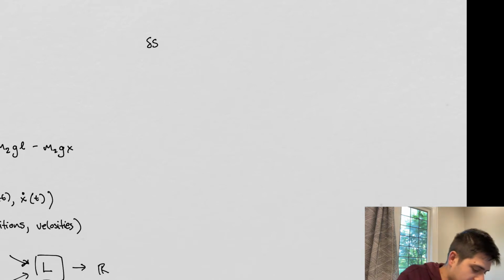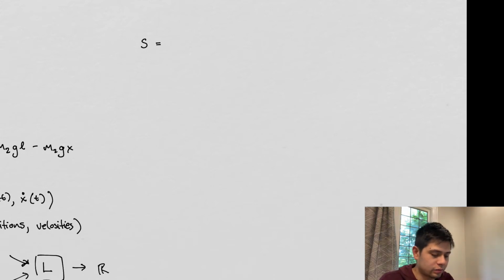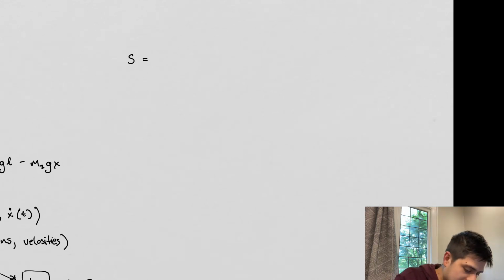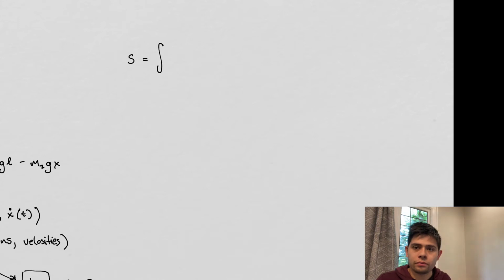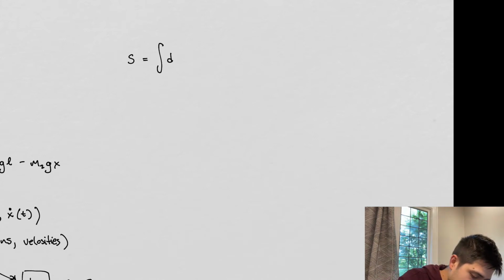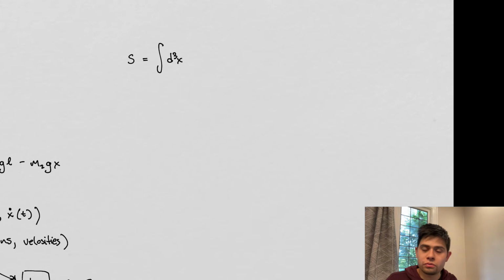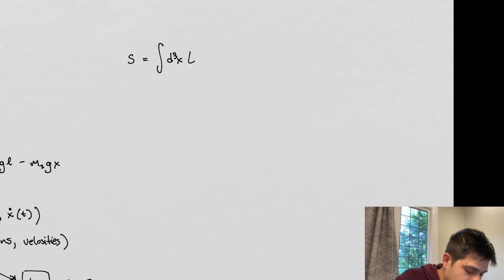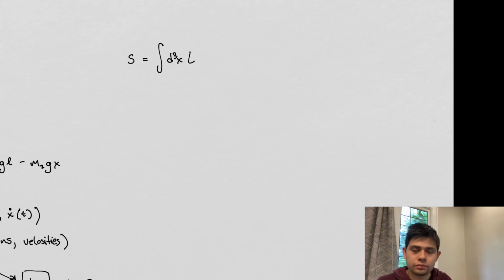The principle of least action goes something like this. We want to define something called an action. We'll call it S. And then we want to say that this is the integral over all of three-dimensional space. So we're integrating over all of space, and this is a field of our Lagrangian.